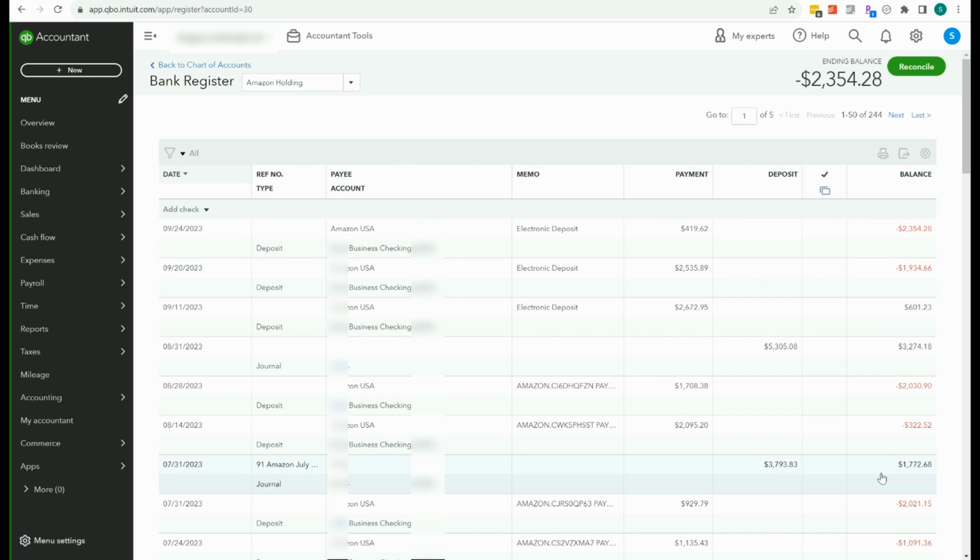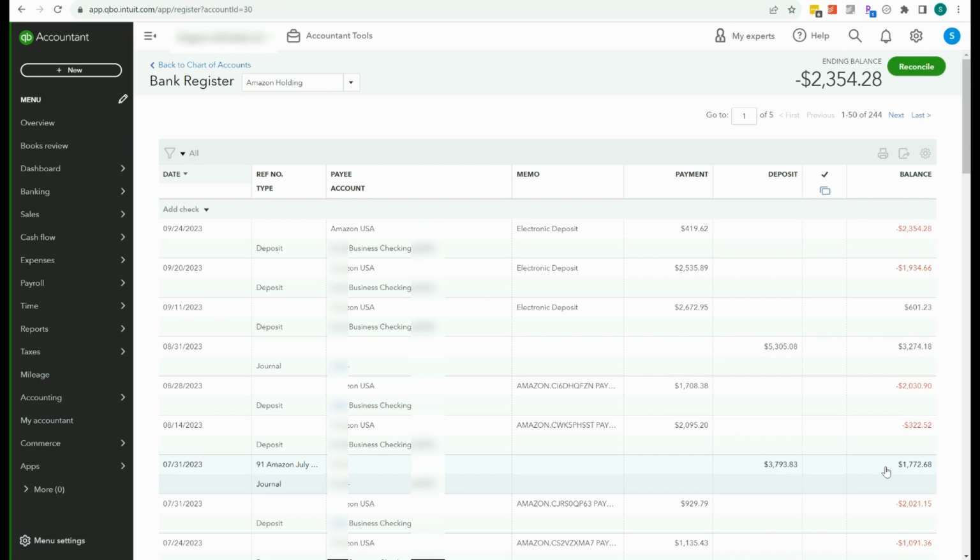Do I wish Amazon had a report where I could run it and say, hey, Amazon, how much of my money are you still holding as of July 31st? Yes, I do wish they would have that report, but they don't. So this is what we're left with. So that's kind of what's going on with Amazon Holding.